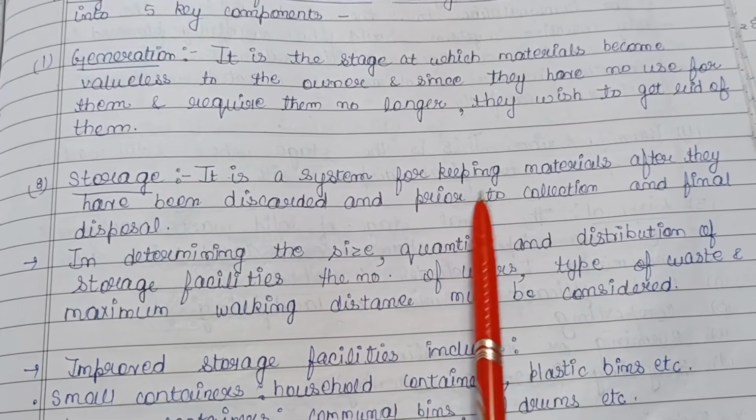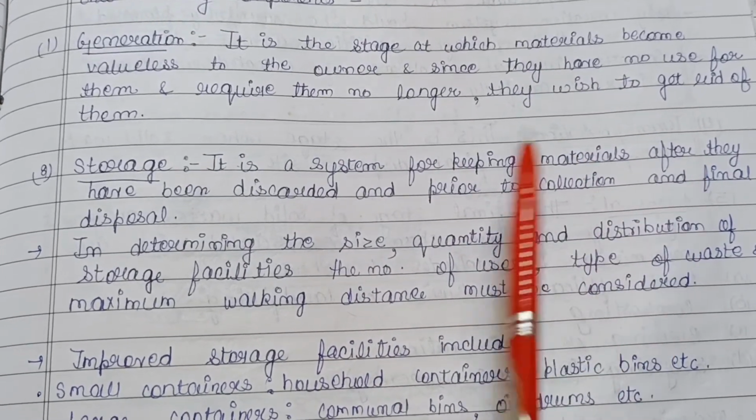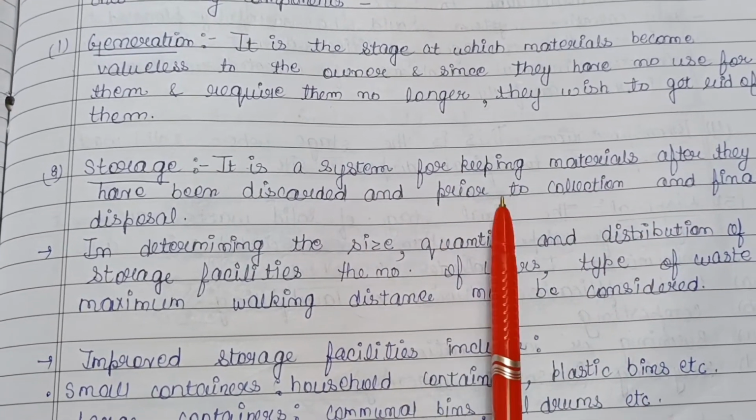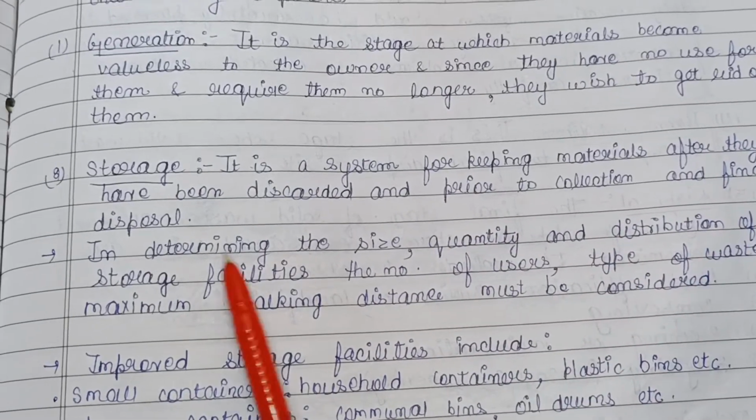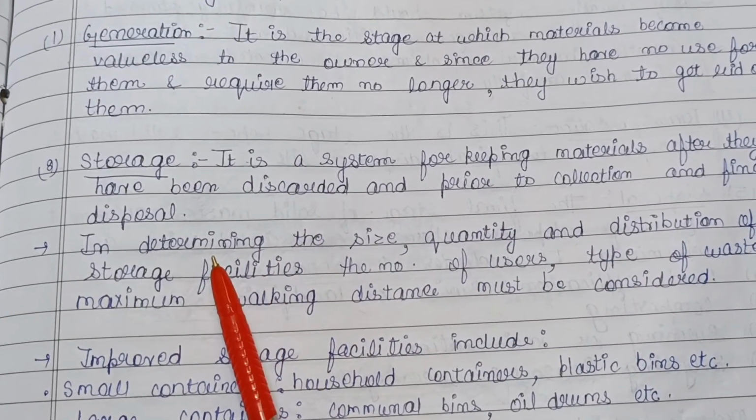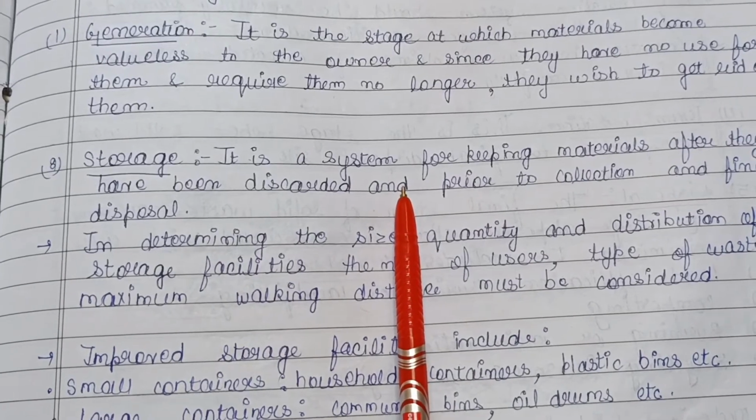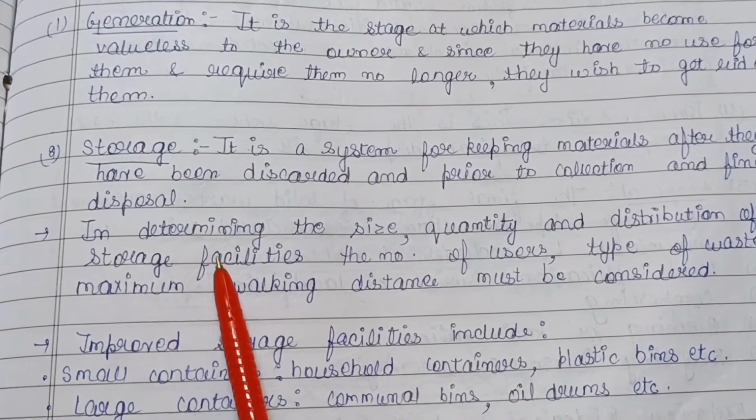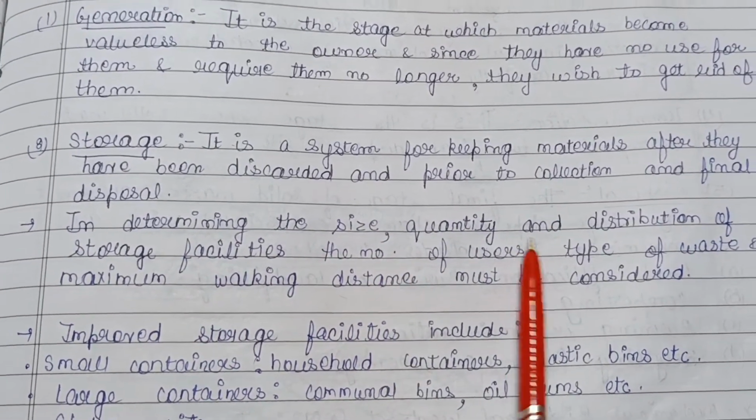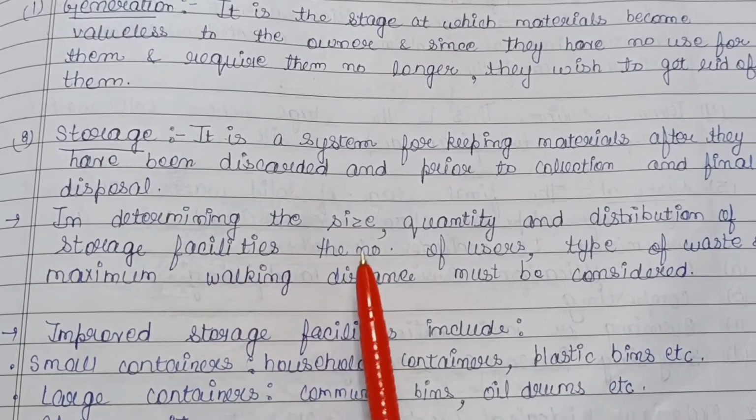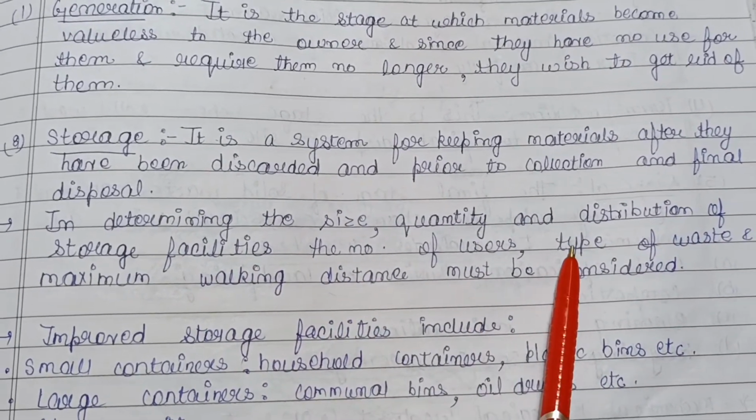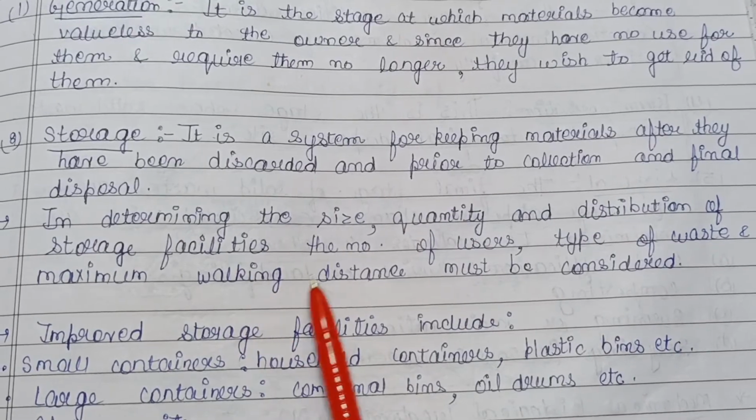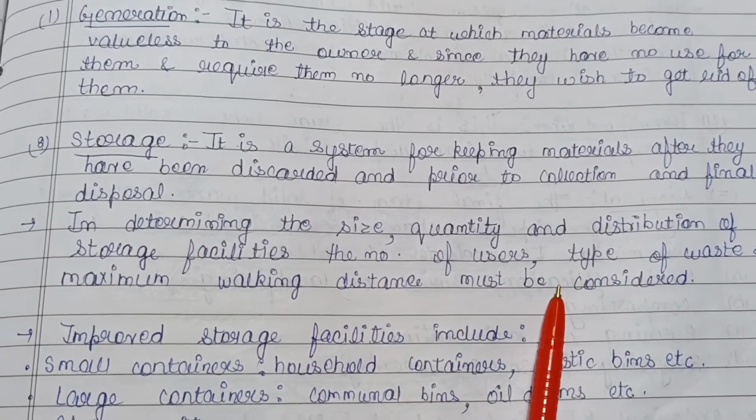Then the second is storage. It is a system for keeping the materials after they have been discarded and prior to the collection and the final disposal, that is, before the collection and disposal, the storage step is present. In determining the size, quantity and distribution of the storage facility, number of users, type of waste and maximum walking distance must be considered.